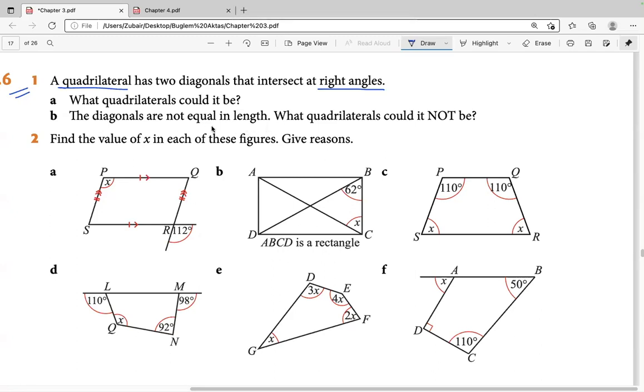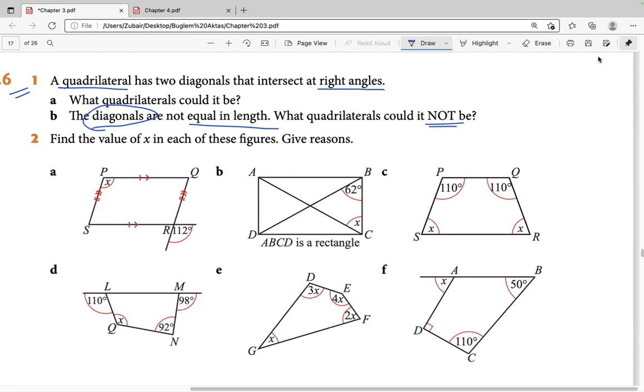B, the diagonals are not equal in length. It has to be four-sided and the diagonals are not equal in length. What could it be? It could not be a square. We are not concerned with angles, only the length of the diagonals.